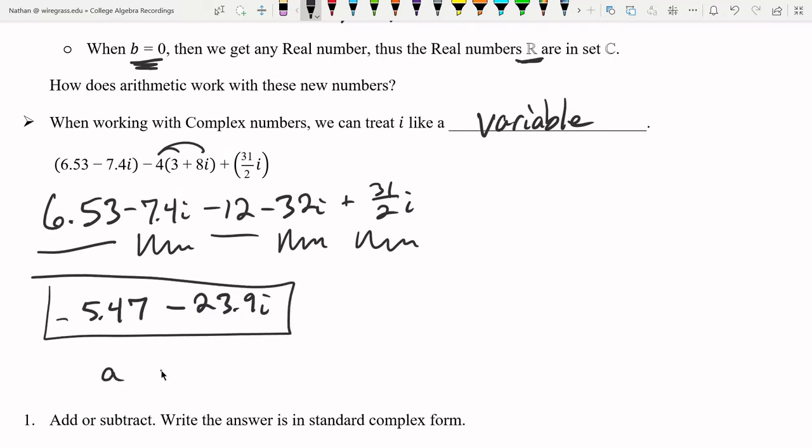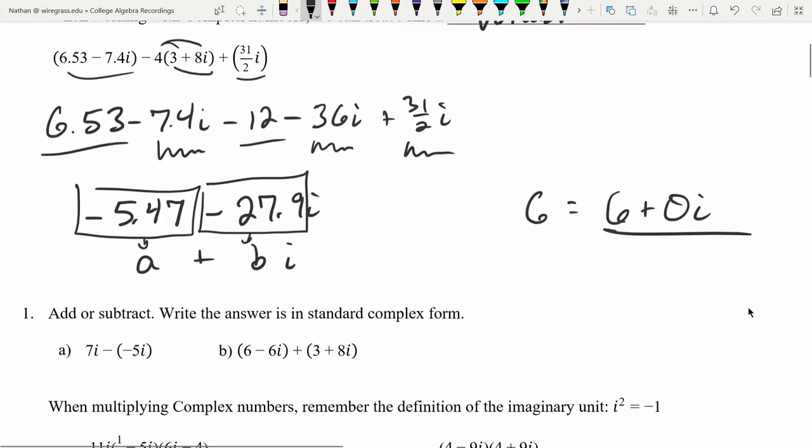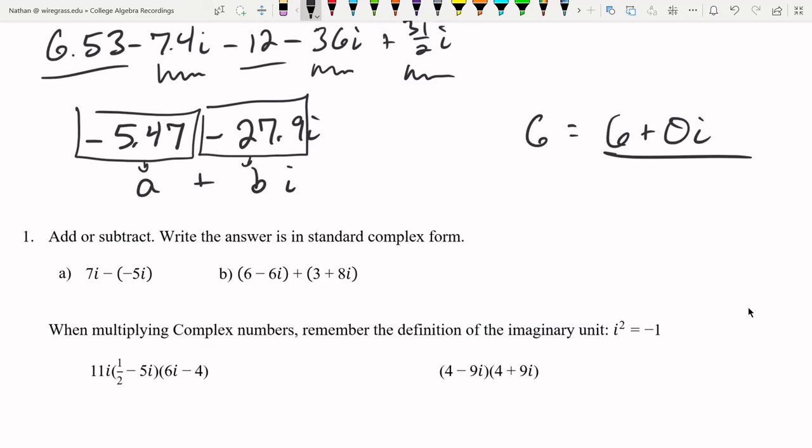This is in standard complex form. We have the form a plus bi. A is going to be -5.47. B is going to be -23.9. If you're going to write just a real number, for instance, like 6, this would be the same thing as 6 plus 0i. That's standard complex form. And we write it this way so that it's actually going to be easier to graph these numbers, which will make sense when we talk about graphing them. Give it a try in number 1.